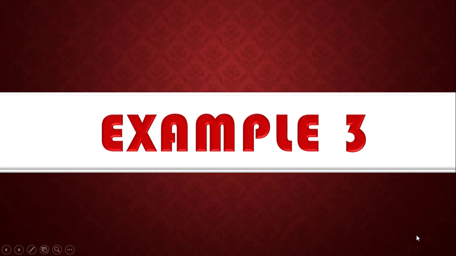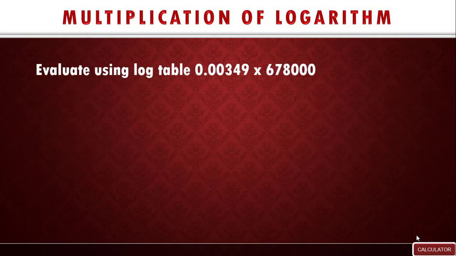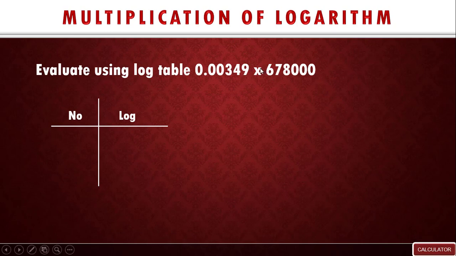Okay, now is the time to show you example 3. In this example, we're asked to evaluate the log table for 0.00349 multiplied by 678000. Okay, very first thing you do is to draw your number log, and then since we only have times in between them, arrange the numbers.